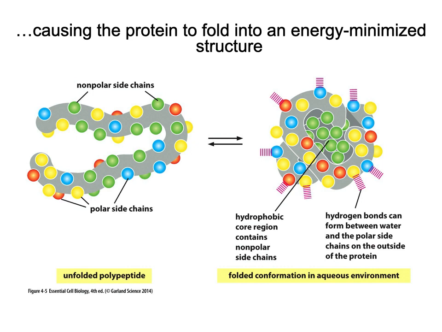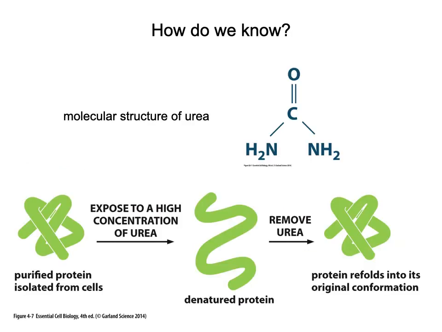Now, how do we know that proteins are using an energy minimized structure in their folding? So one experiment that we could set up to look at this is by taking purified proteins from a cell. We expose them to high concentrations of urea. Urea starts to compete with those binding sites and actually ends up denaturing the protein. Now, if we then remove the urea, not adding energy, the protein will refold to its original conformation.